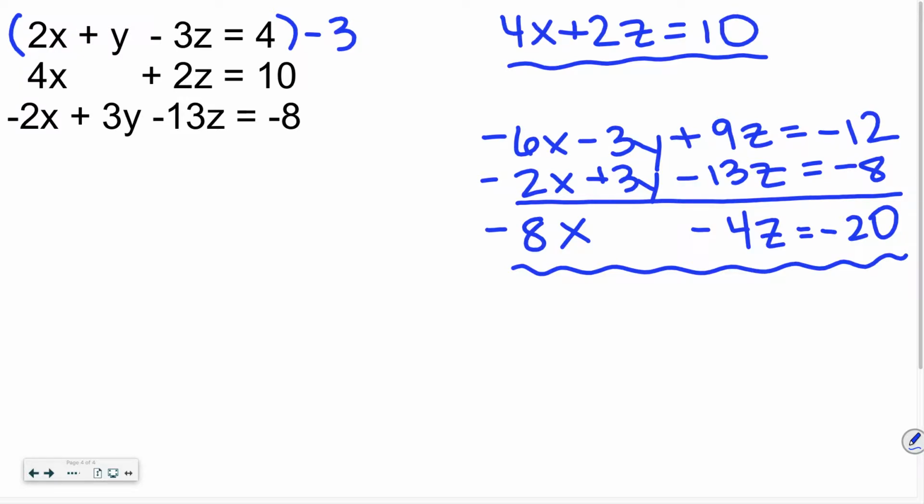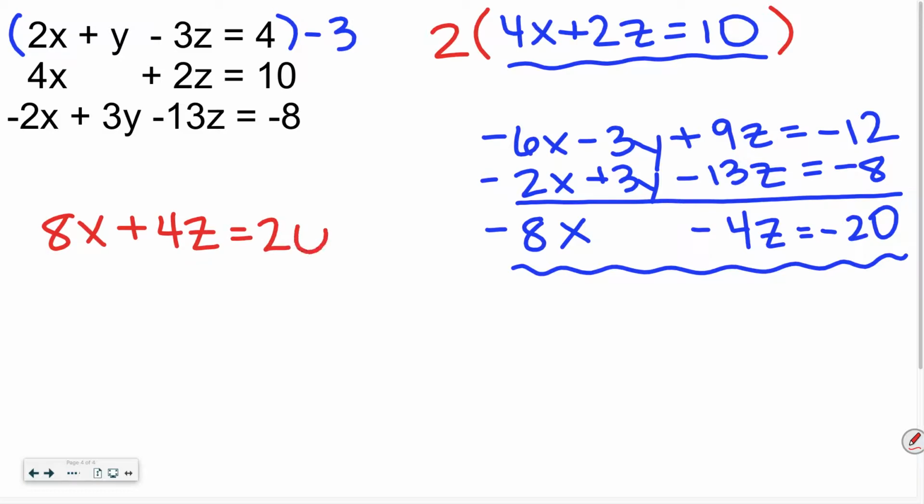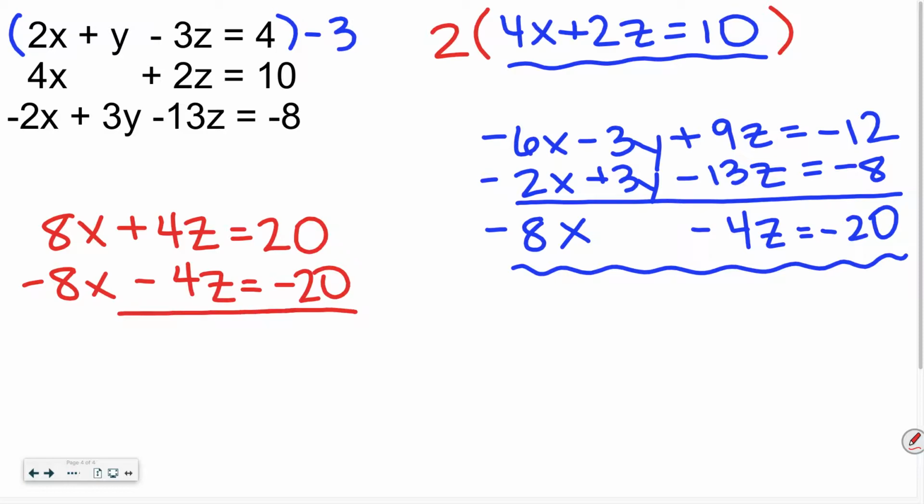You're giving me a look. Okay, so are you saying you would like to use elimination? Okay. If we multiply this guy by 2, we would have 8x plus 4z equals 20. And our second equation is negative 8x minus 4z equals negative 20.